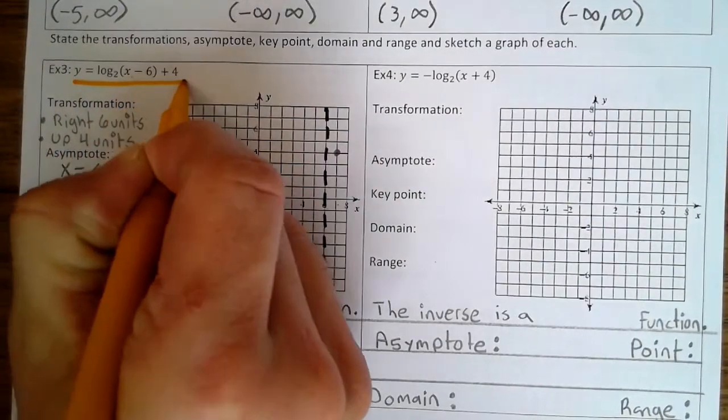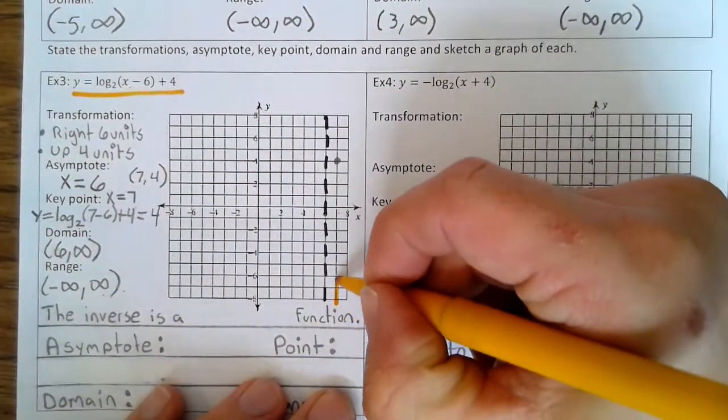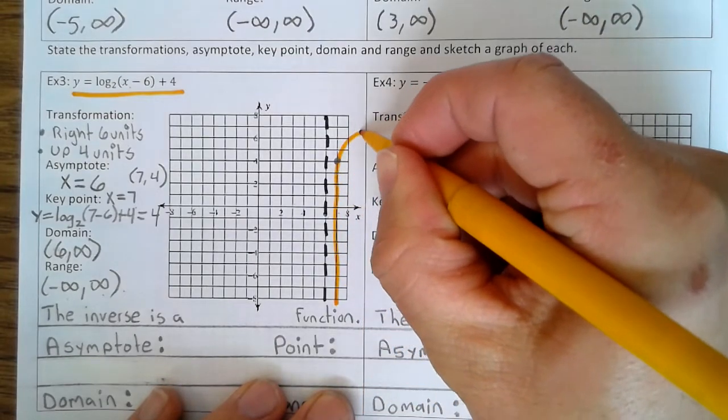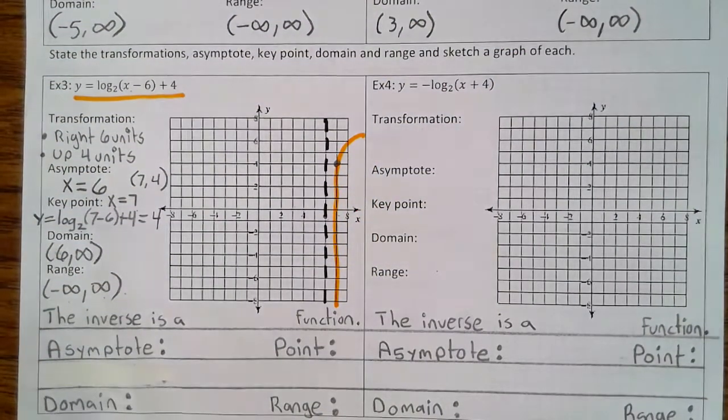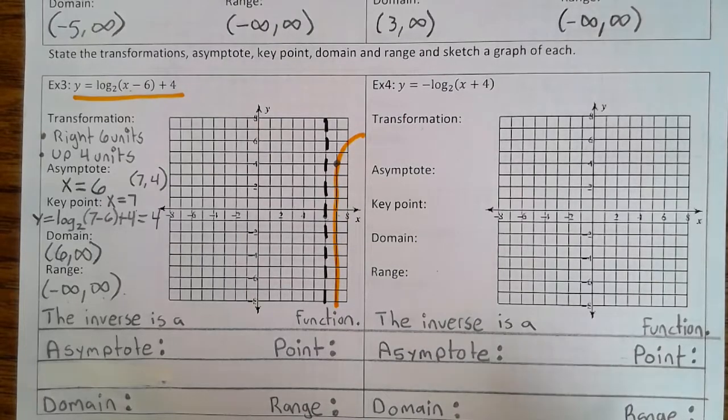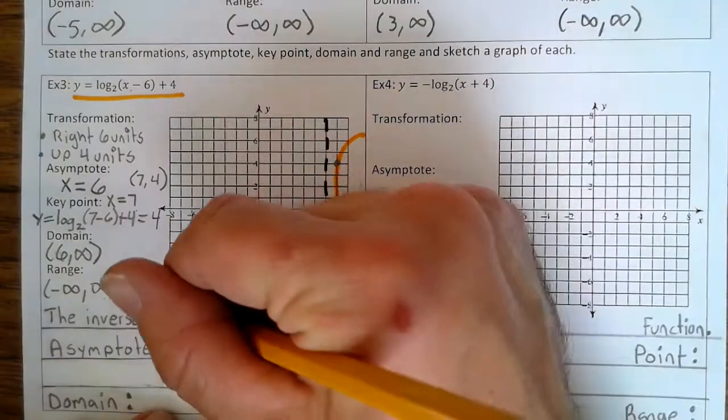All right, so let's go ahead and graph that. And we're going to graph it in yellow. So it's going to be here. Okay. Now, the inverse of a logarithmic is an exponential function.